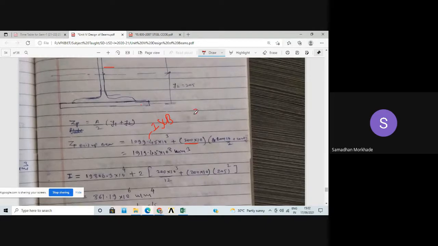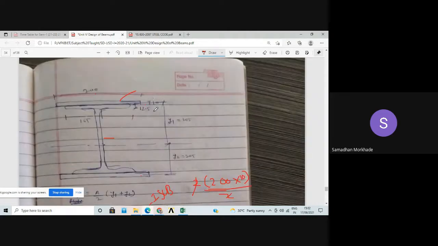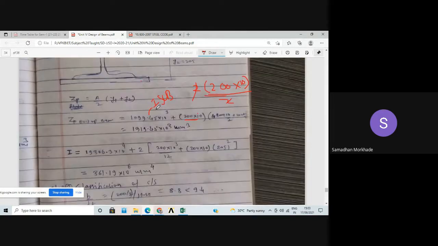Since there are 2 plates, 200 into 10 divided by 2, so ultimately this 2 gets cancelled. Remaining is only 200 into 10 into Y1 and Y2. This is Y1. So this is 200 and this is 10 by 2, meaning 205, 205, 205. So see, your ZP of built up beam goes to 1919.